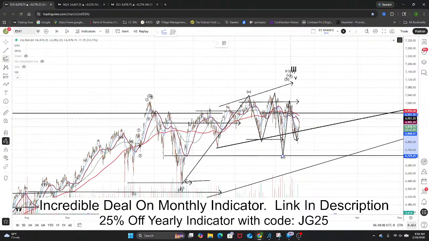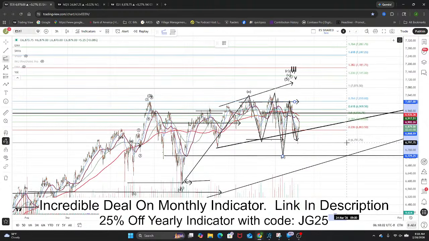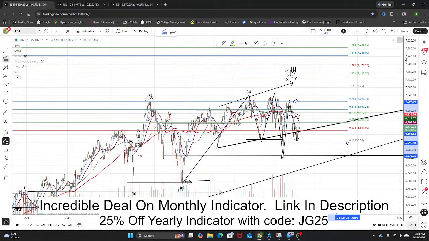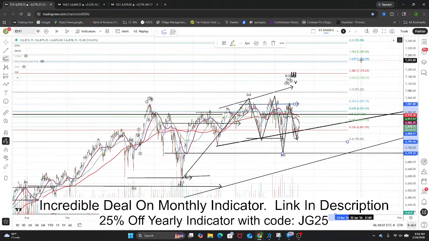If we go off the low here to the high of 1 of C down to the low of 2 of C, we'd be looking at 7,350. I think we'll probably hit the 1618 to 1764 area, 7,250 to 80. But we'll see. We'll see how this plays out. But that's kind of what I'm looking at right now.